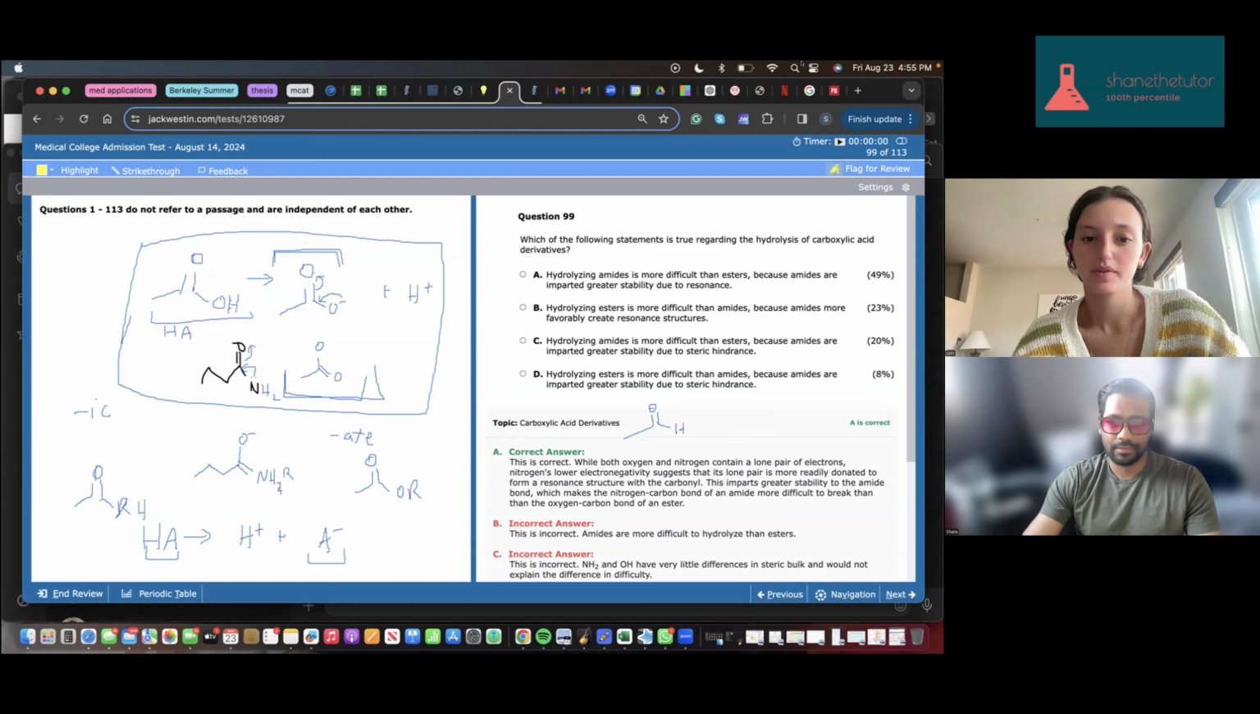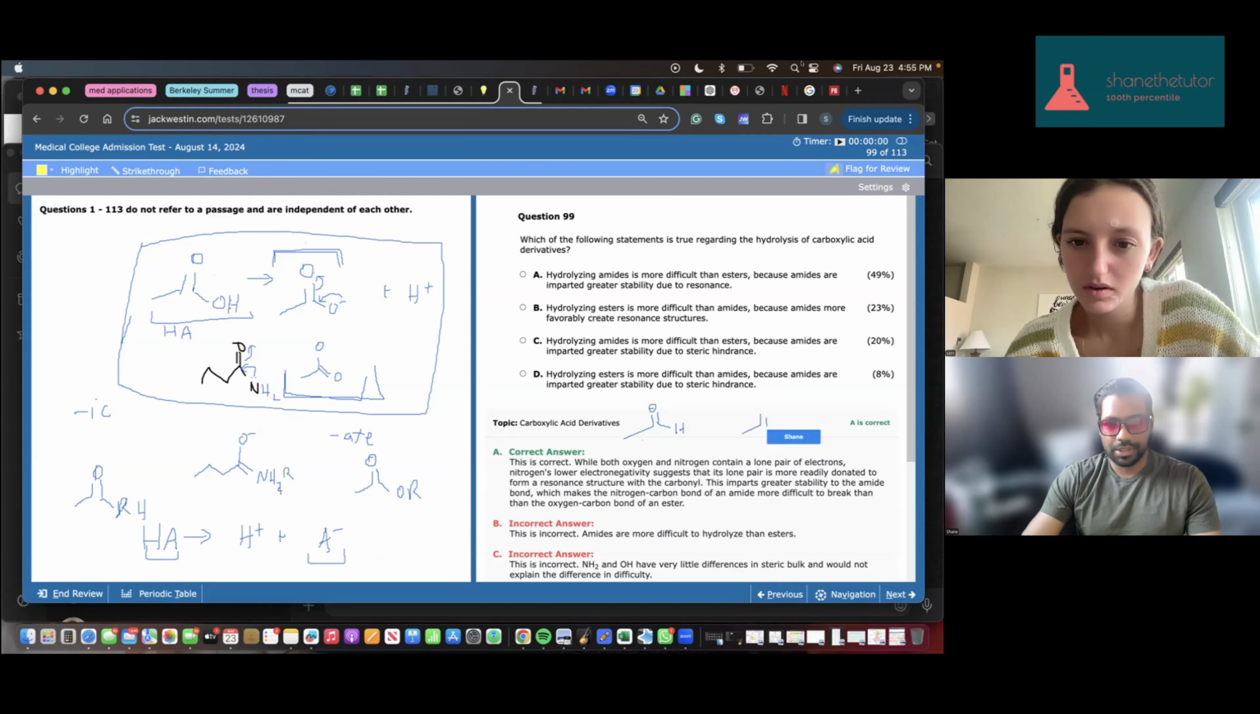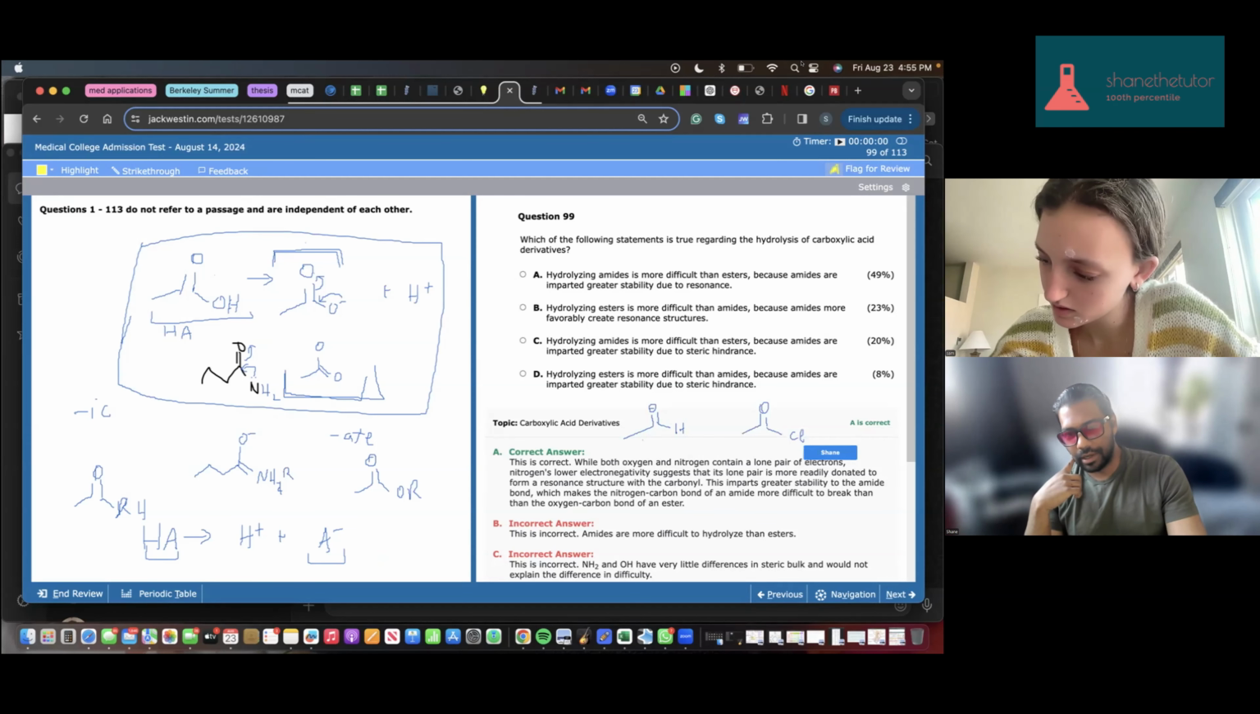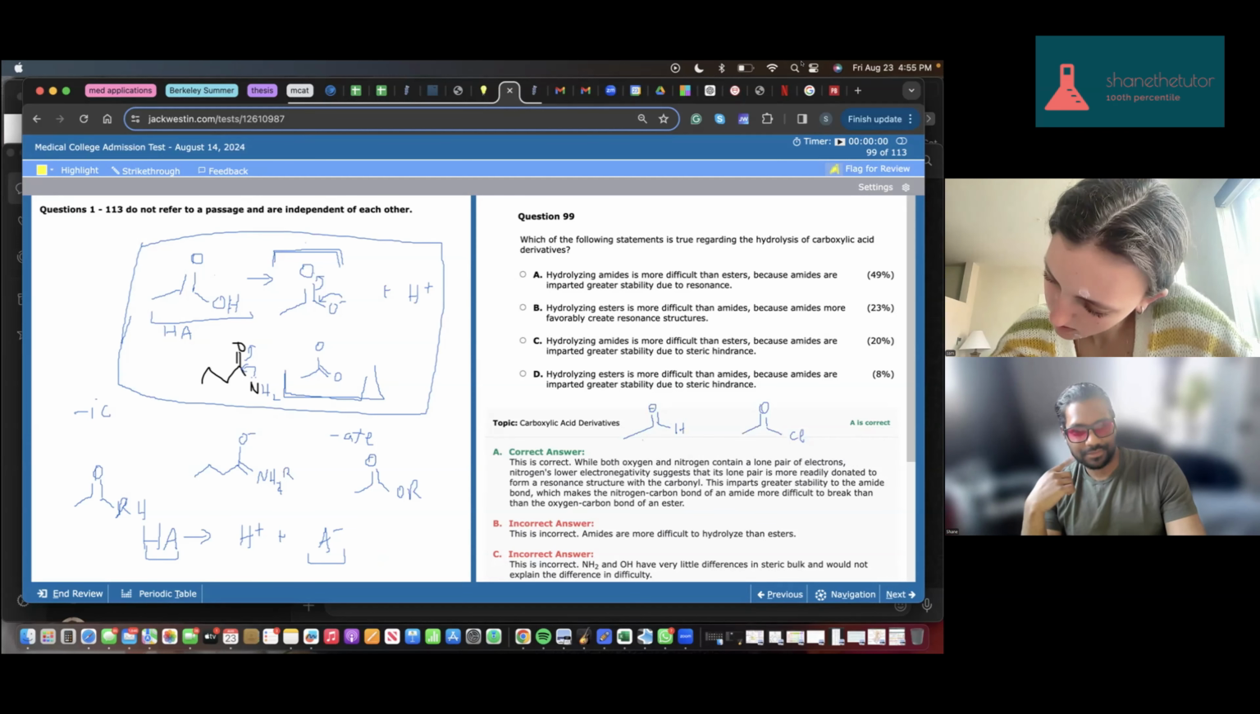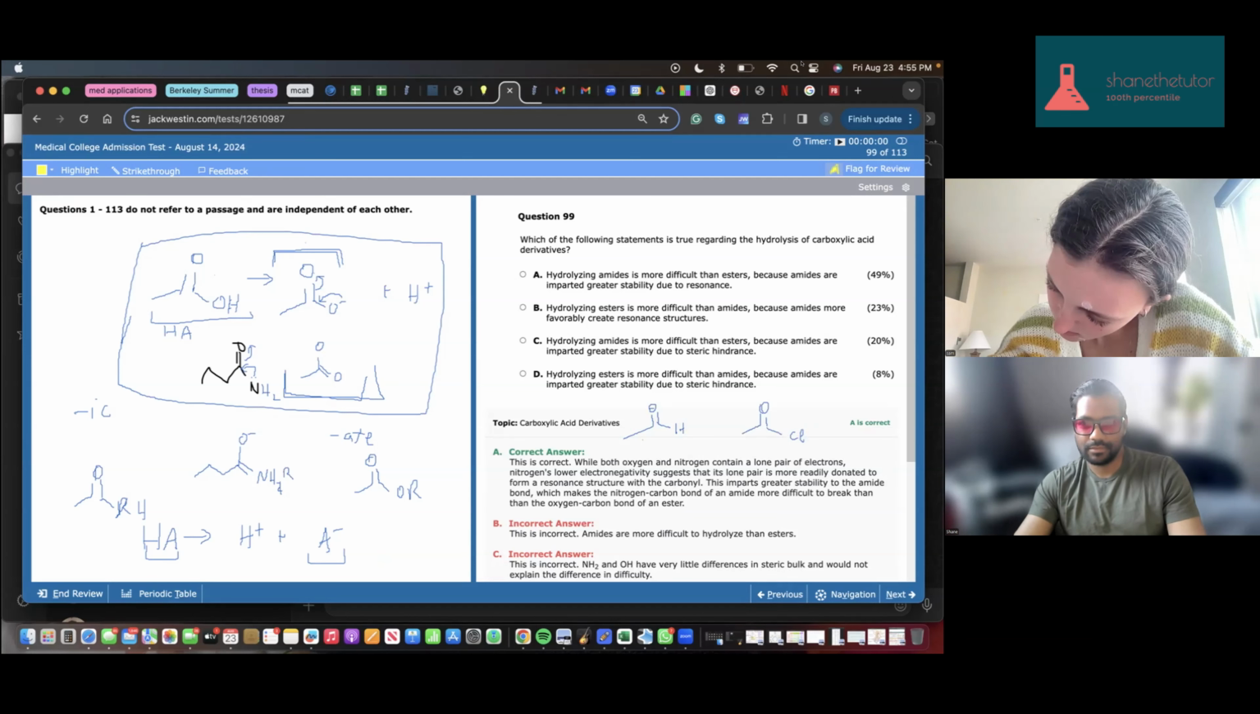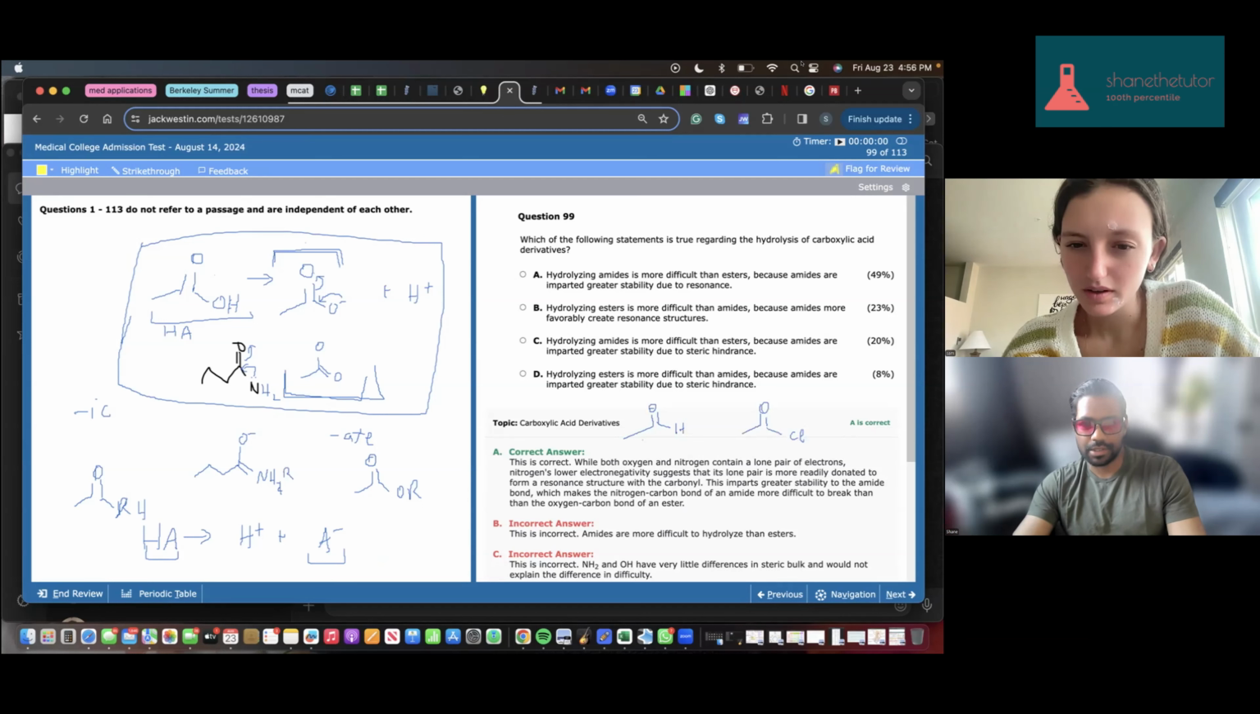Okay. All right. So there's also this, which is an acyl chloride. That one I remember. And then there's this, which would be an anhydride.